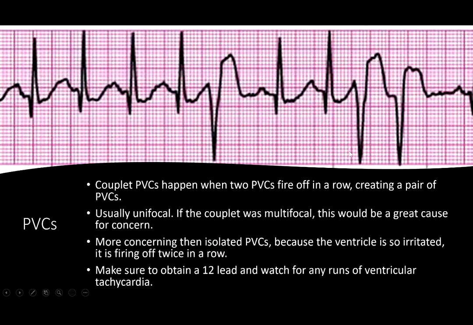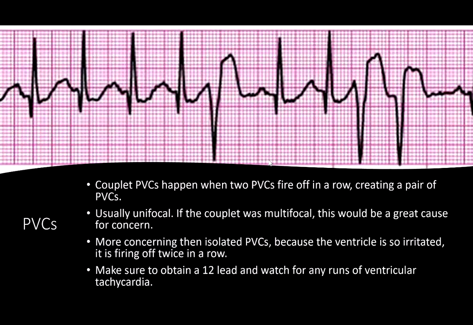Now we can get something where we have 2 PVCs happen together. So we have 2 PVCs right in a row, and that's just that irritated spot firing off, boom, boom, and it creates a pair of PVCs. We call that a couplet, so a couplet of PVCs. Typically couplets are unifocal. So if it is unifocal, don't worry about putting unifocal couplet PVCs.